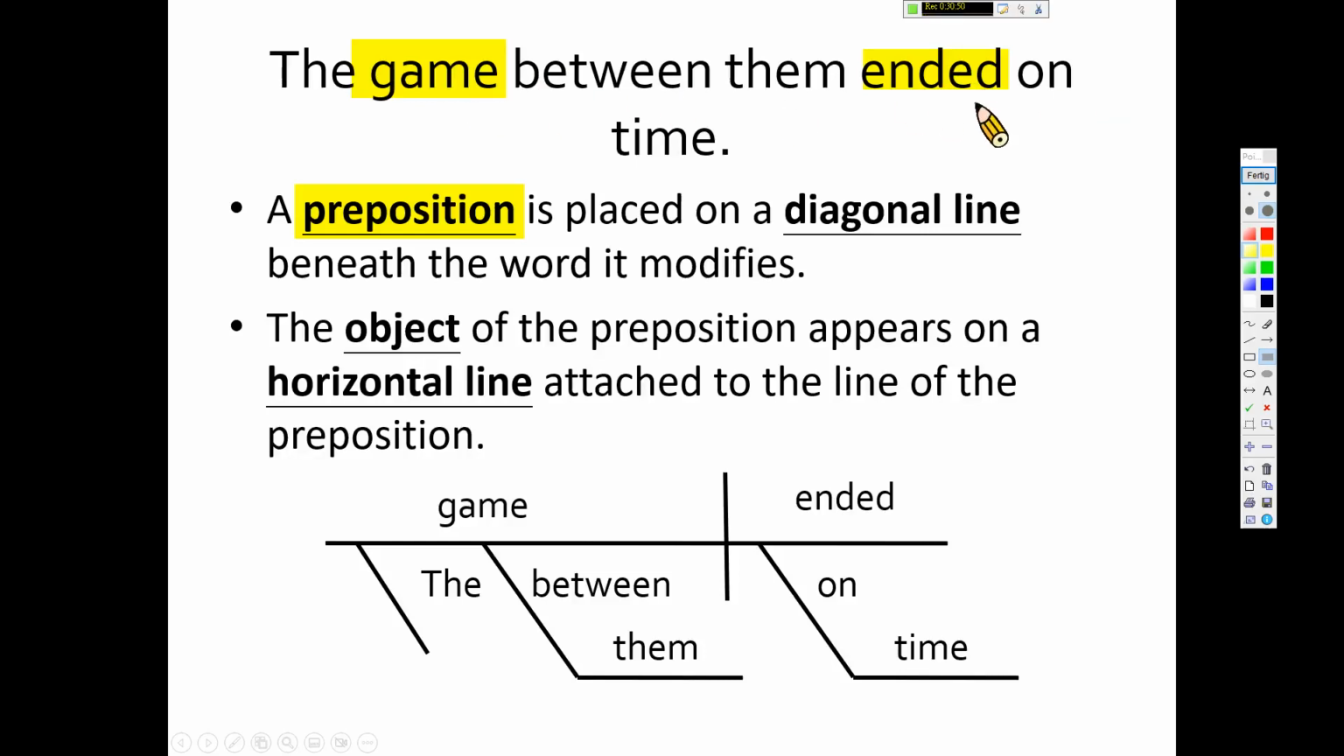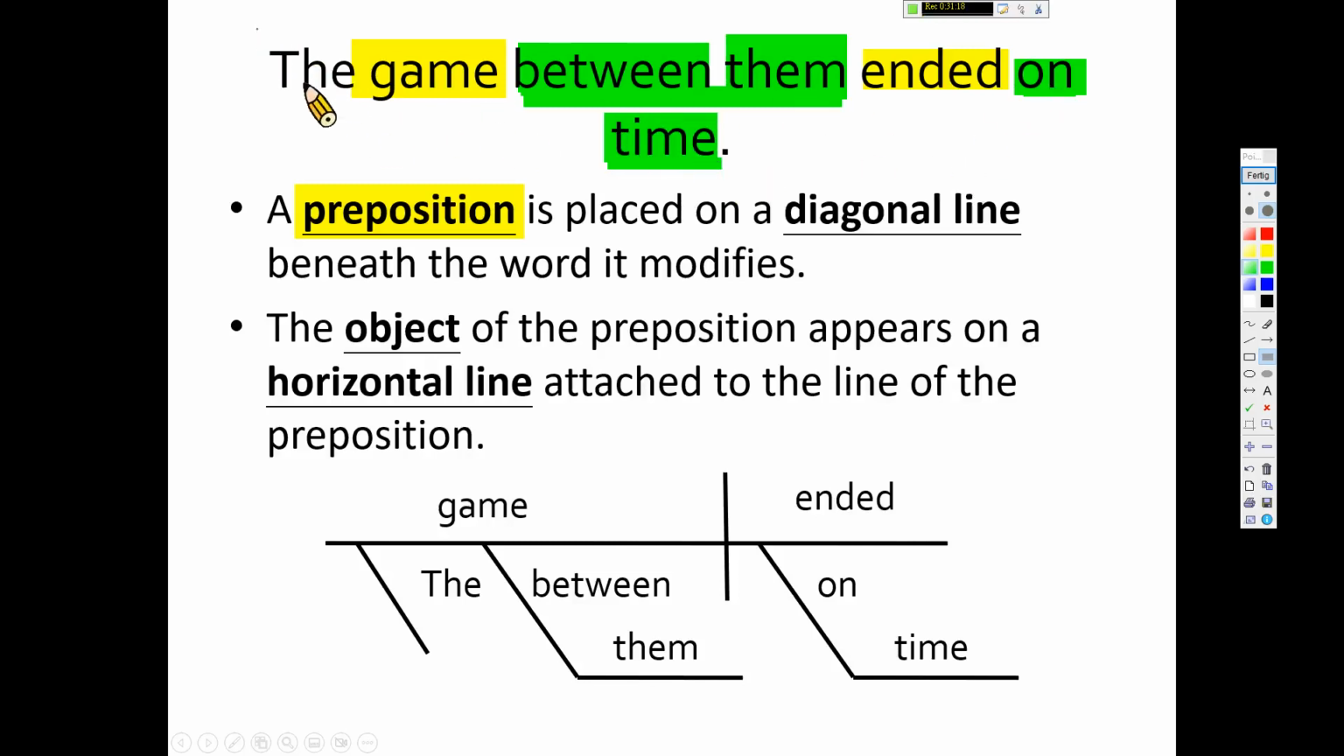It's very simple, right? But now we have several components here. This is between them, and we have on time. Of course, this is a prepositional phrase: preposition and then object, right? And on is also a preposition with an object. Now the game between them ended on time, and the is a modifier, the article. So game ended. Now we need to know another piece of knowledge about how to draw a prepositional phrase.